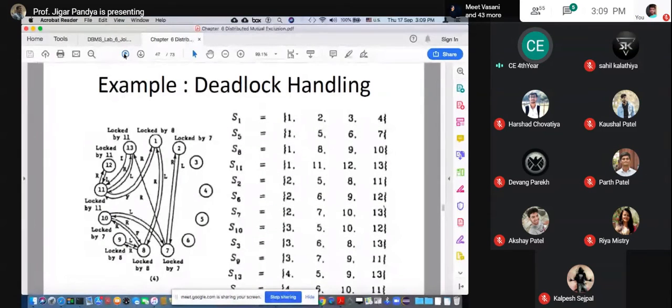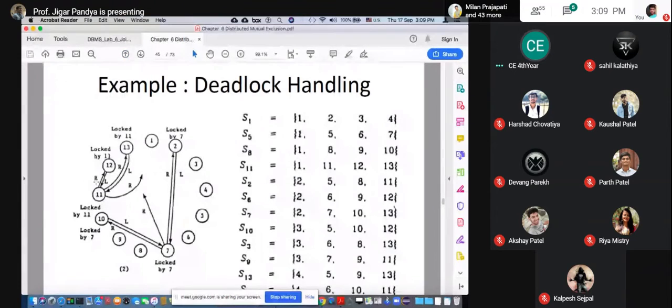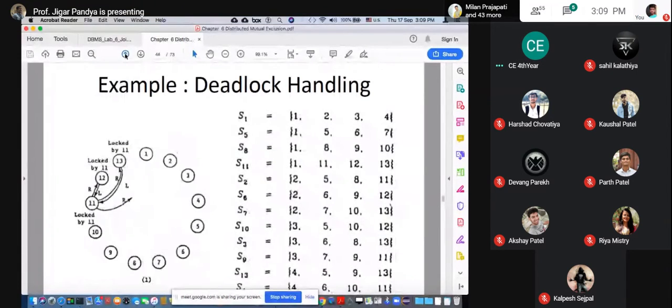Let's see. The only problem was that the terminology was not given. That's why it was a little difficult to get through. Okay, let's go slide by slide.